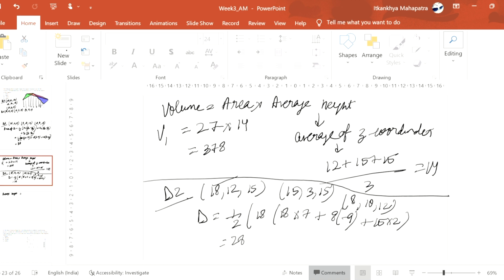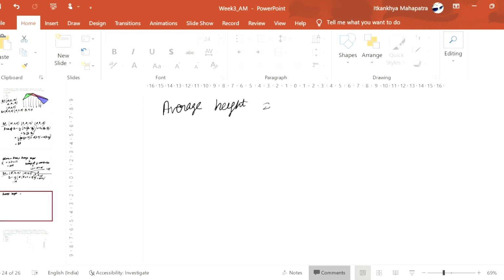Okay, I'm sorry, this is... Average height is 15, 15 and 12. So it is 14. Now volume of the triangle is equal to area into average height, which is 42 into 14 is equal to 588.